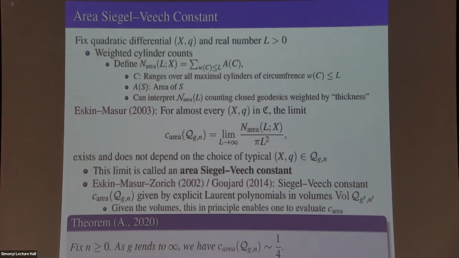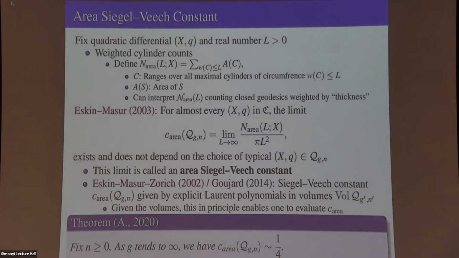So let's fix some quadratic differential Xq and some real number L. I'll define this weighted cylinder count. N_area(Xq, L) is equal to the sum of the area of C, where I'm summing over all maximal cylinders whose circumferences are at most L. Here A(S) is the area of S. So I'm summing over all cylinders whose circumferences are at most L, and I'm weighting them by area.